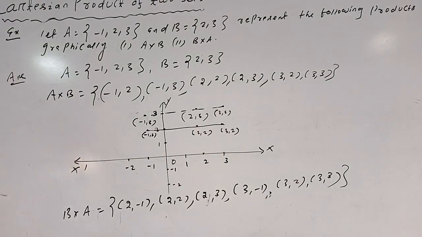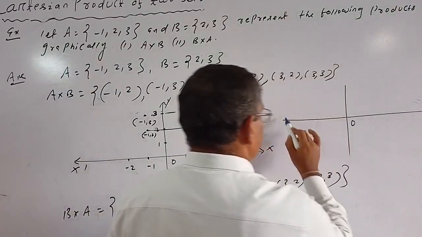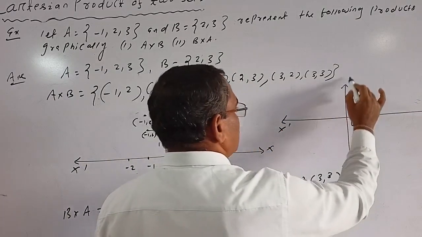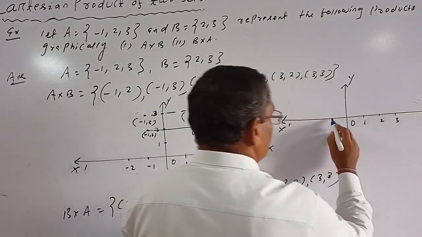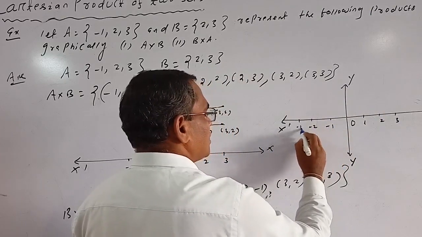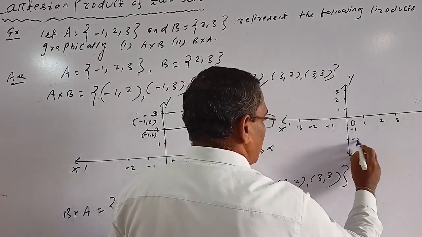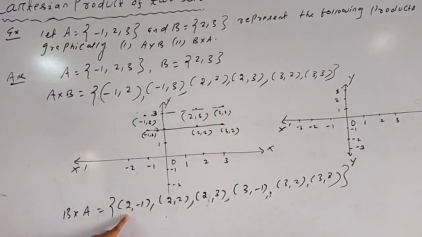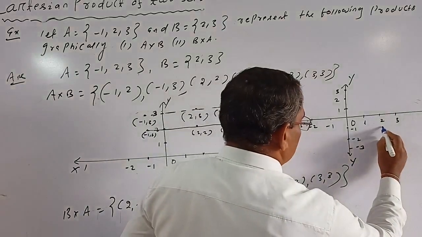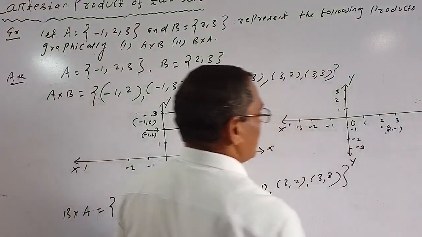Now to represent it diagrammatically also, this is the coordinate axis XOX', and this is known as YOY'. Here this is 1, 2 and 3. This is minus 1, minus 2 and minus 3. Okay. Now (2, -1): x coordinate 2, y coordinate -1. (2, -1) lies in the fourth quadrant. So this point is (2, -1).